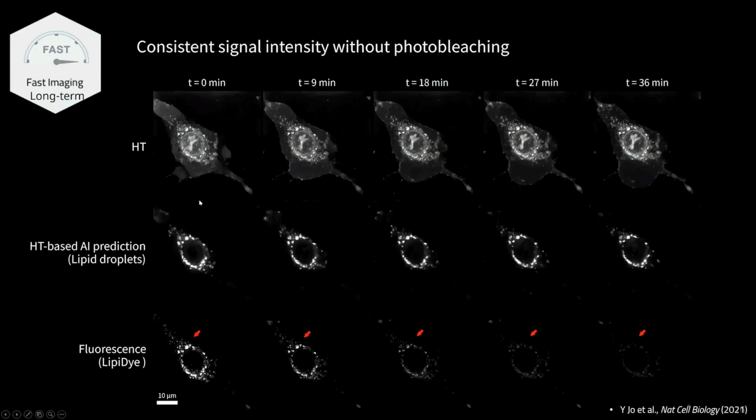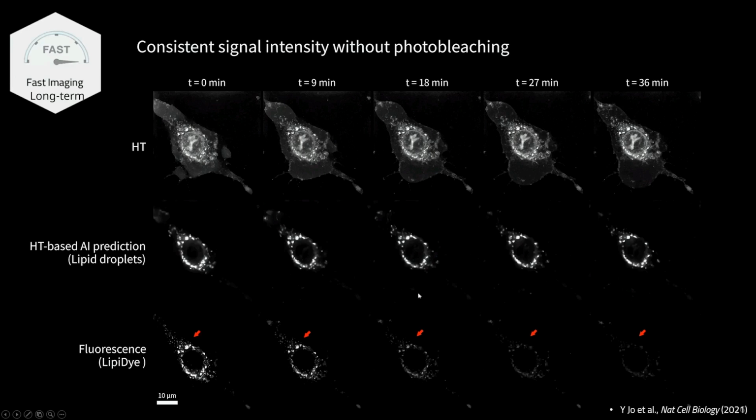And phototoxicity and photobleaching are other challenges in conventional microscopic techniques. But since we do not use any labeling technique, you can just avoid any issues with photobleaching. In this case, you're watching time-lapse imaging of a cancer cell line, and the top row is showing the HT data. And the second row is where we have applied the AI algorithm to retrieve the locations of the lipid droplets.